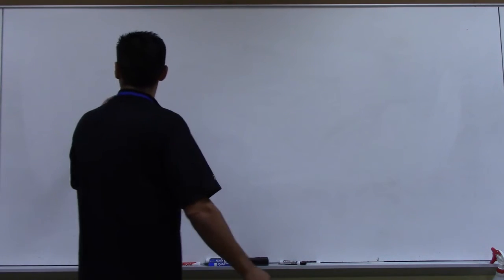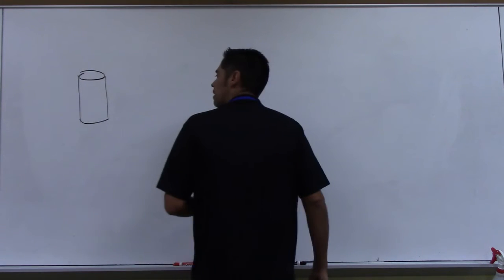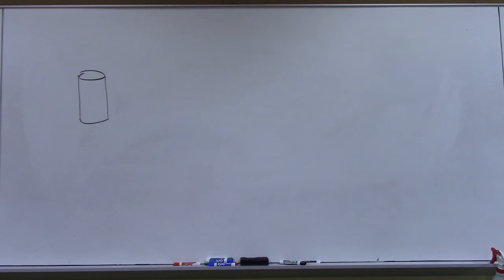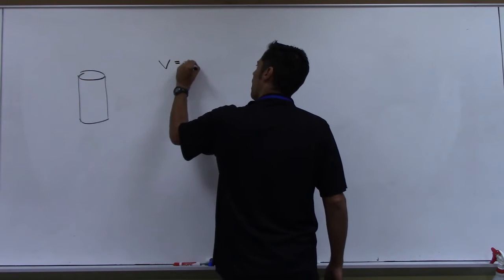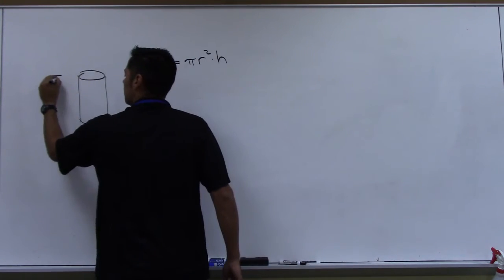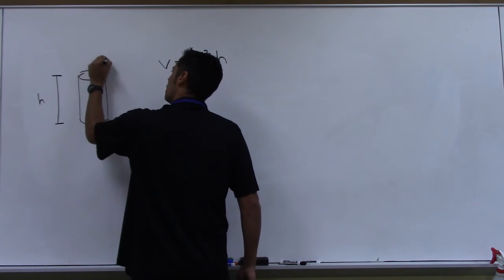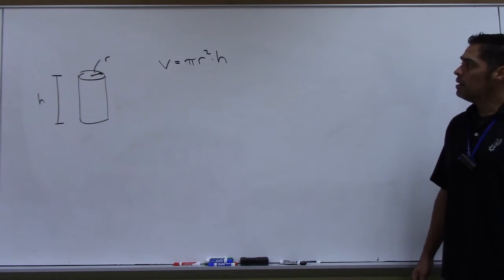So if someone gives you a cylinder, right, the volume of a cylinder is what? The volume is pi r squared times the height, where the height is this, right? And the radius r is that, right? That's the volume of a cylinder.